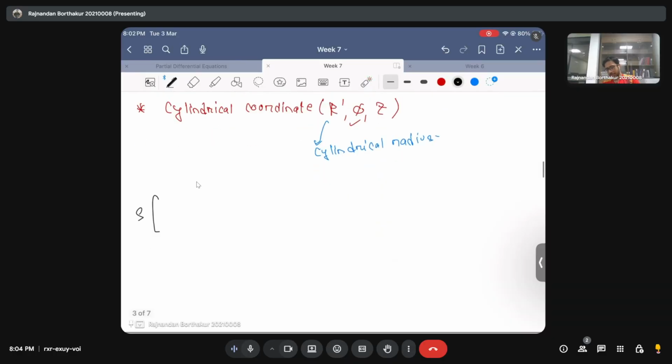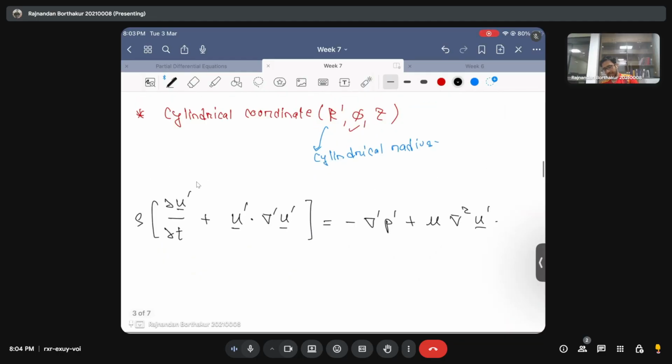Anyways, so the Navier-Stokes equation, as we all know, will look something like this. It is rho times, del u prime by del t plus u prime dot grad u prime, and this is going to be minus gradient of pressure plus mu times del square u prime. Okay, so that's the Navier-Stokes equation that we are writing in vector form. That's what we had been doing.